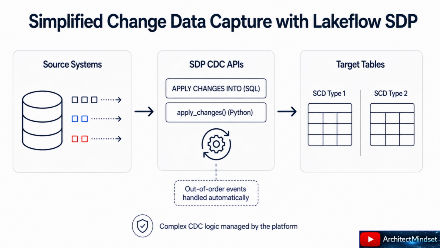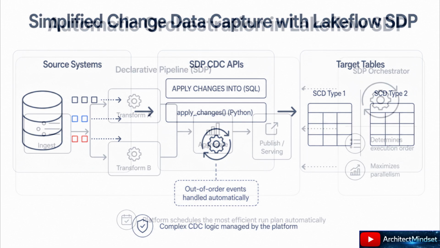SDP makes change data capture simple. Instead of writing complex logic to track inserts, updates, and deletes, you can use easy APIs in SQL or Python. The platform then automatically handles tricky issues like out-of-order events and supports both slowly changing dimension Type 1 and Type 2 tables, so you can choose whether to keep just the latest state or maintain the full history.